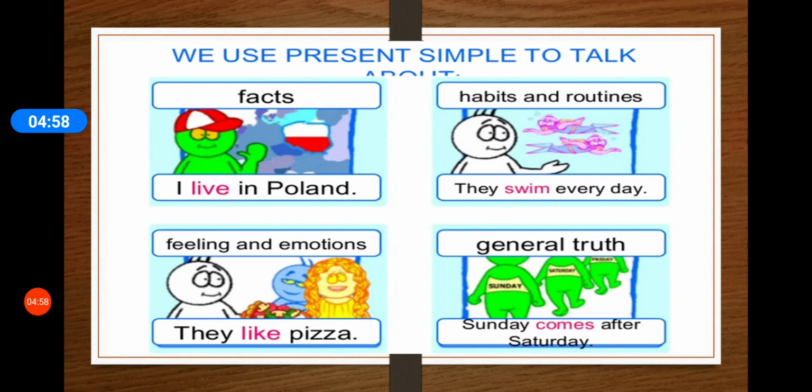Children, we can summarize it as we use present simple to talk about facts like I live in Poland. Habits and routines. They swim every day. That is their habit. That is their routine. Feelings and emotions. For example, they like pizza. And general truth. For example, Sunday comes after Saturday. We all know after Saturday, it is the day Sunday that comes. Right, children?